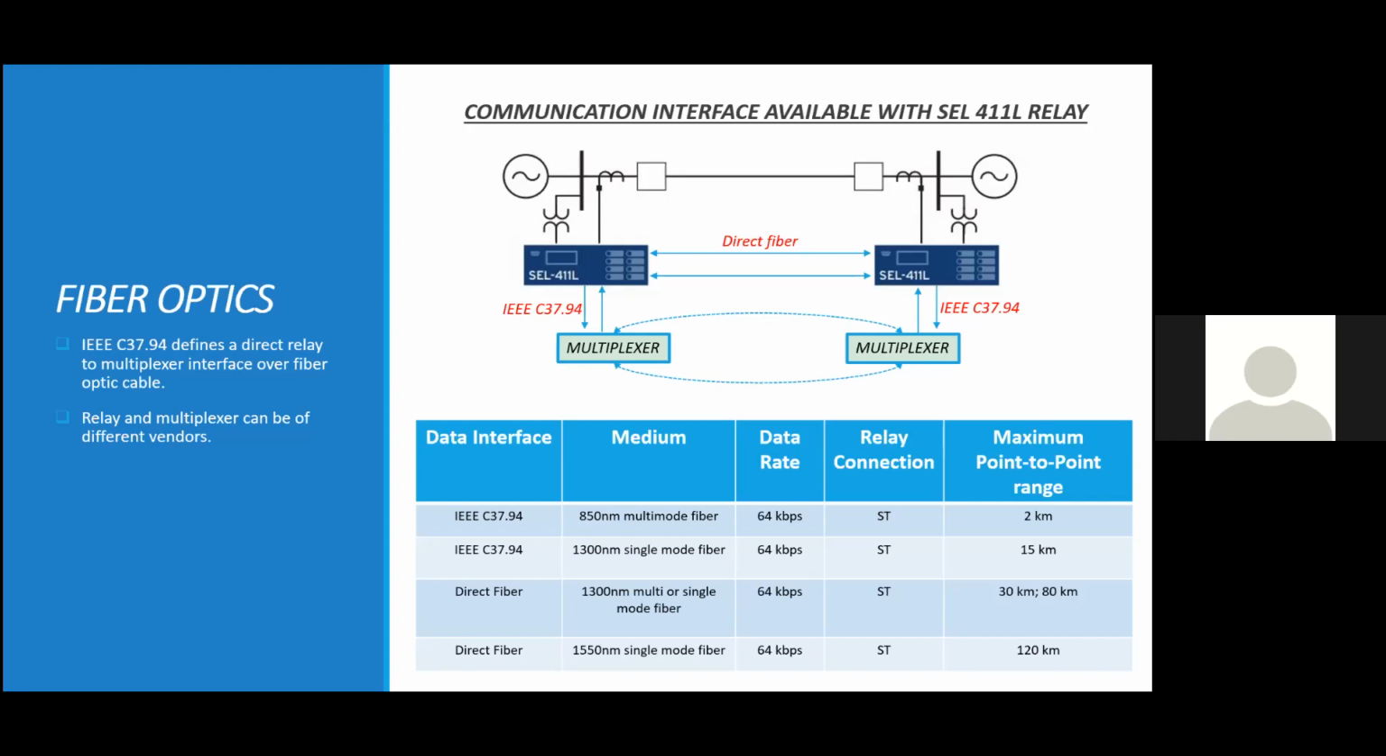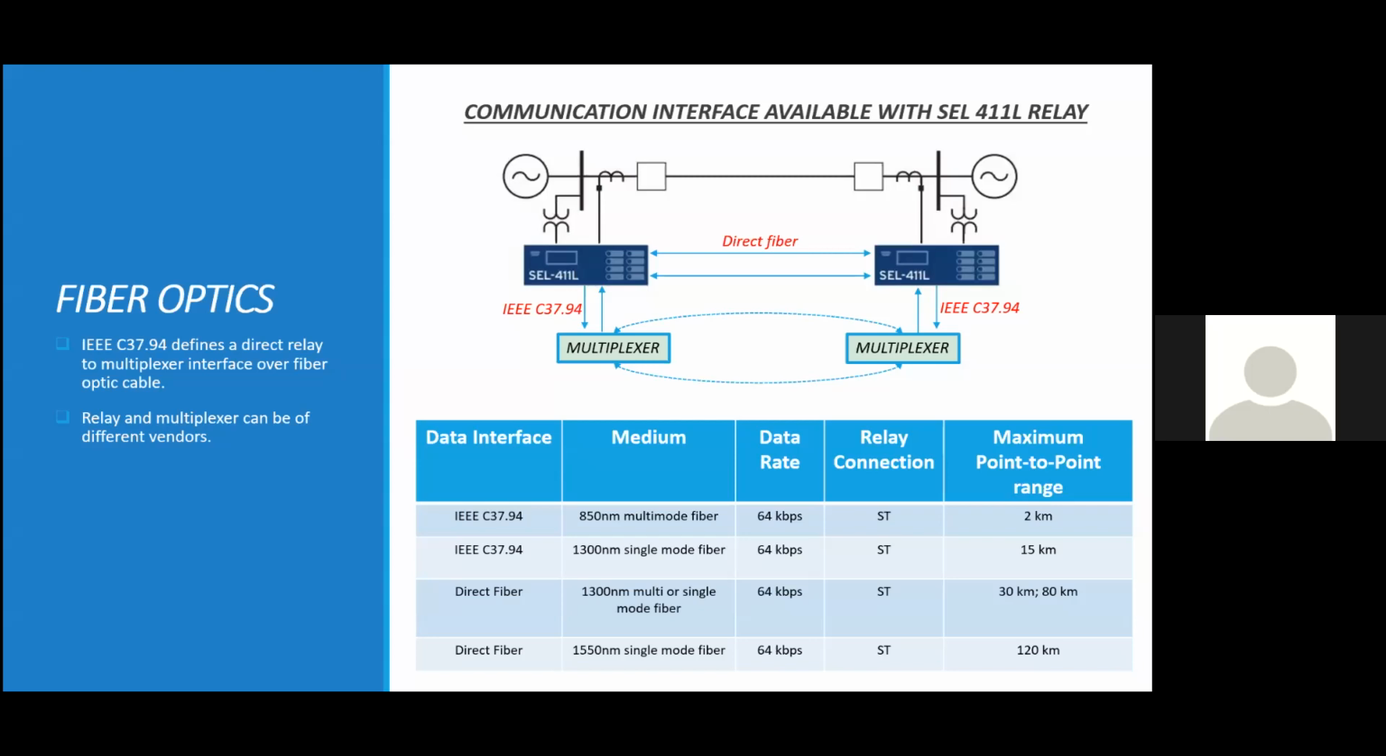So on this page, you can see the different kinds of fiber interface connections available with SEL 411 relay. So for this example, I'm going to be using an SEL 411 relay. So we have two different kinds of fiber ports on this relay. One is IEEE C37.94 standard based, and the other one is a direct fiber link between the two terminals of the line.